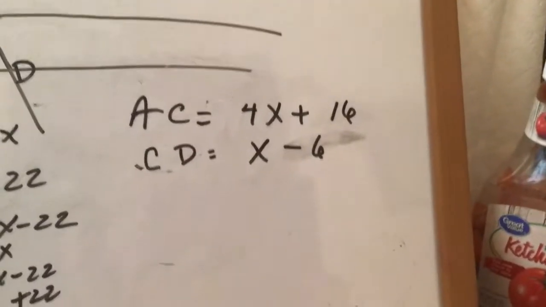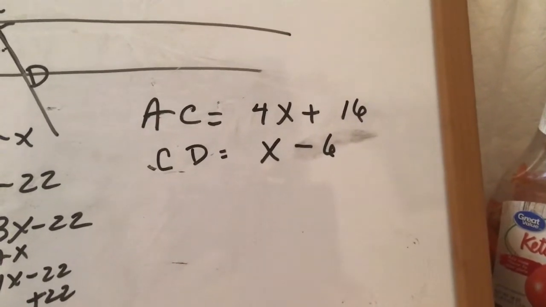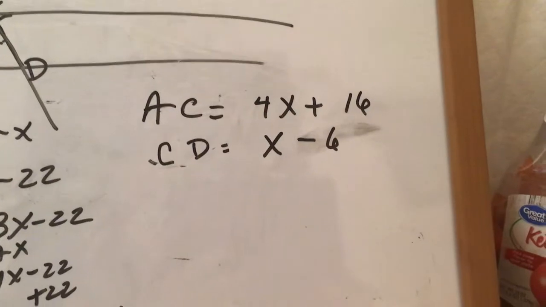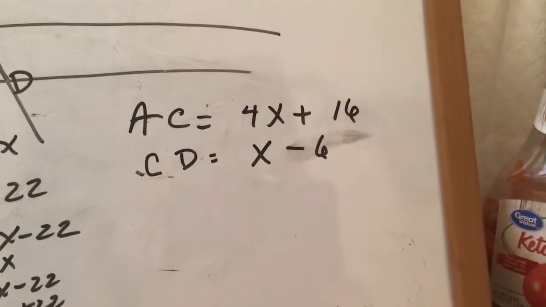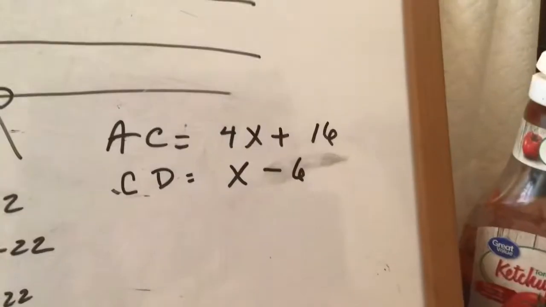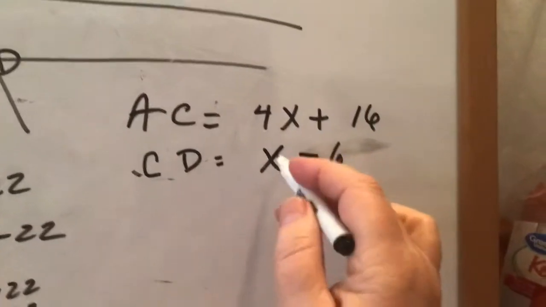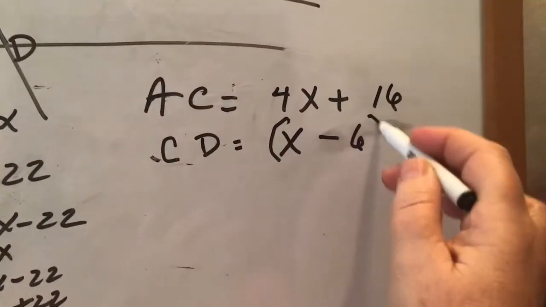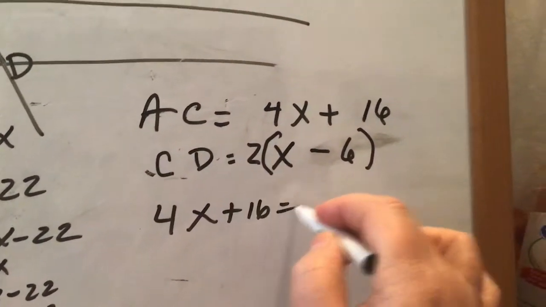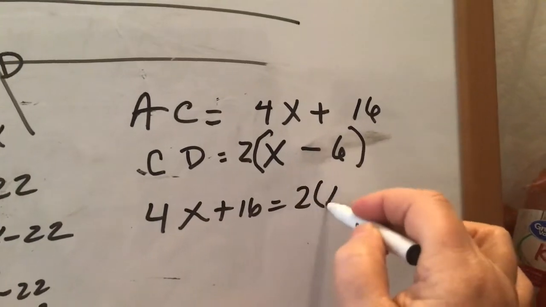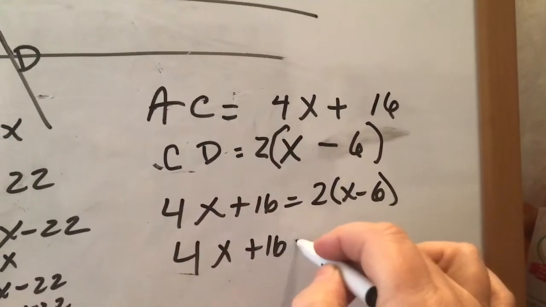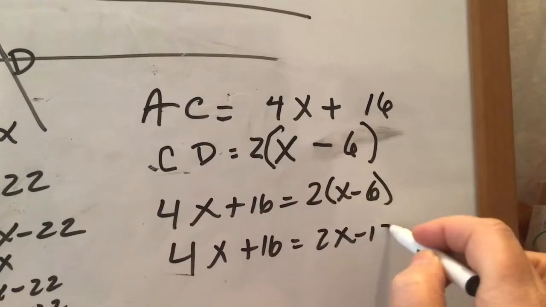So if AC equals 4x plus 16 and CD equals x minus 6, then CD is half of AC. So in order to set these equal to each other, we're going to have to take the x minus 6 times 2. So we're going to have 4x plus 16 equals 2 times x minus 6. 4x plus 16 equals 2x minus 12.